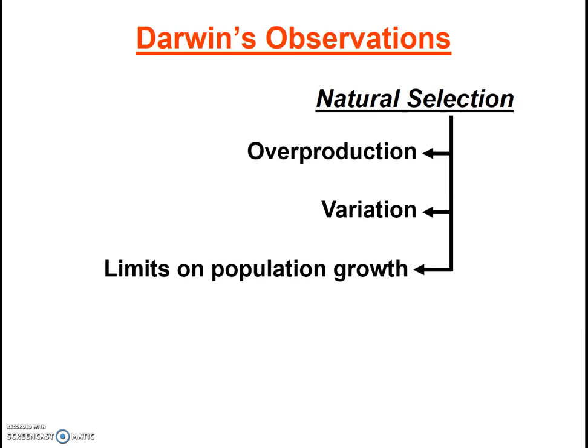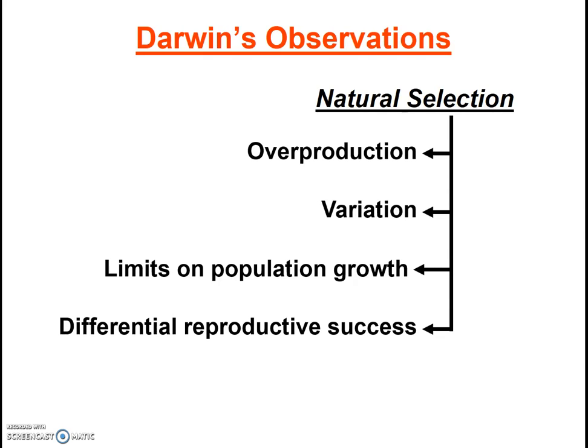Third, there are limits on population growth. There are environmental stresses like predation or limited resources that limit the size of the population. And next, differential reproductive success. That is, those that are the best adapted to the environmental stresses are most likely to survive and reproduce, thus passing along their favorable genetic traits to the next generation.